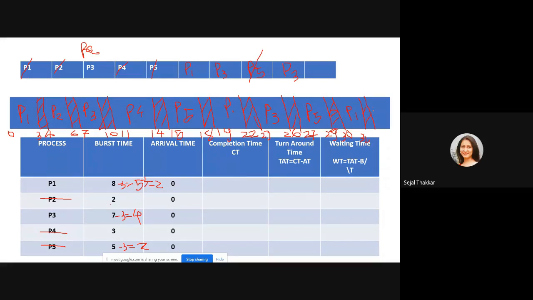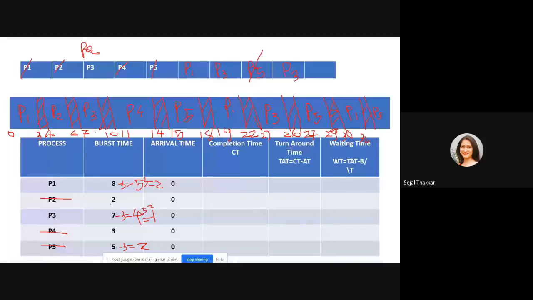Is it okay? P3 has 4 units remaining. There is some problem. Ma'am, only 1 unit remaining for P3. Yes, we have already completed 3 here. 3 we have completed here, so the only remaining unit is 1. We forgot to subtract this, that's why this problem was created. I doubted that there was some issue. So at 33, P3 will complete its execution, right?